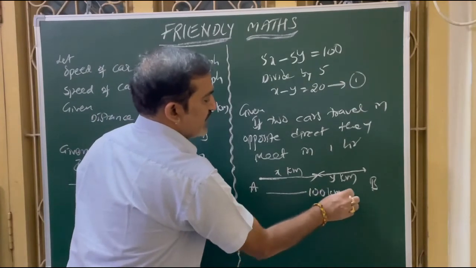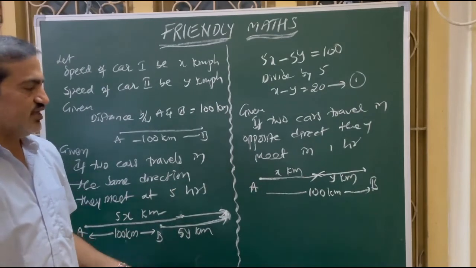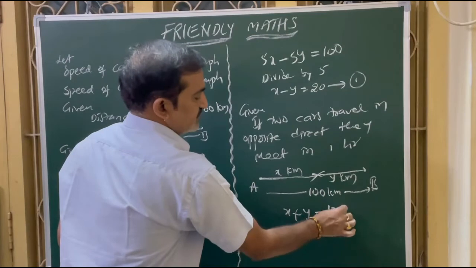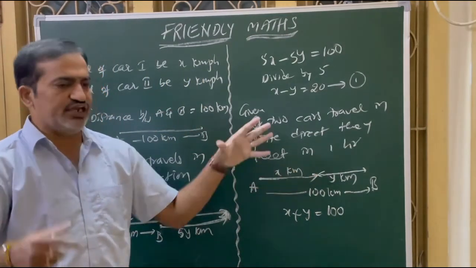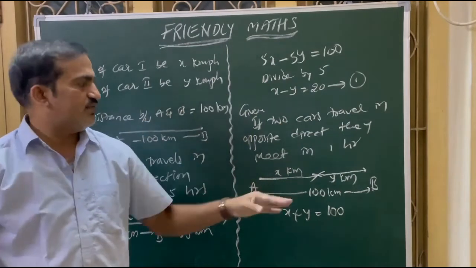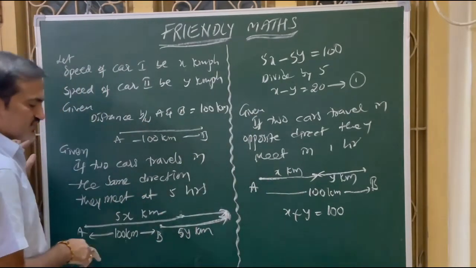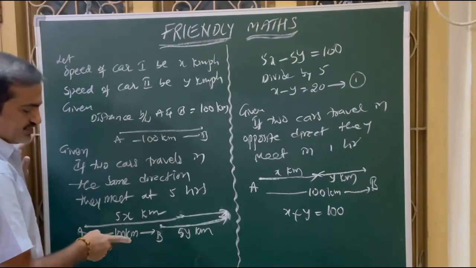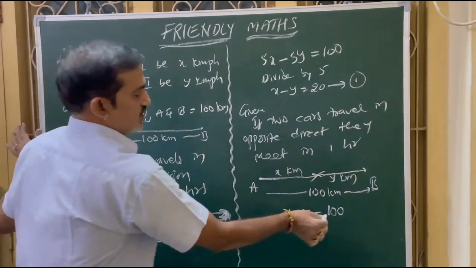Given as 100 kilometers. So by this diagram, what do you understand as the linear equation? X plus Y is equal to 100. Suppose both are going in the opposite direction, they meet together. But if both are going in the same direction, one completes 5x kilometer journey, the other completes 5y kilometer journey. But the difference of the journeys is 100 kilometers, which is from A to B. Okay. Then x plus y is equal to 100.